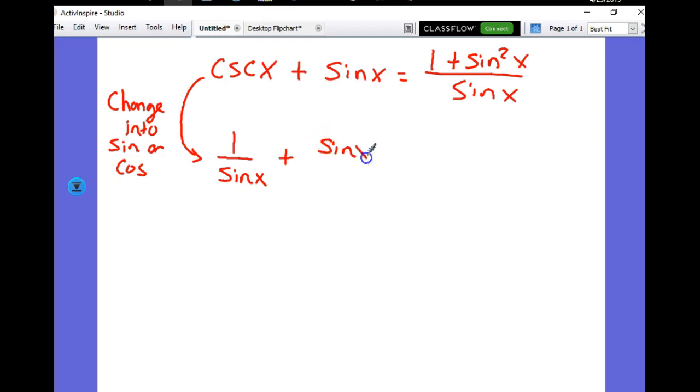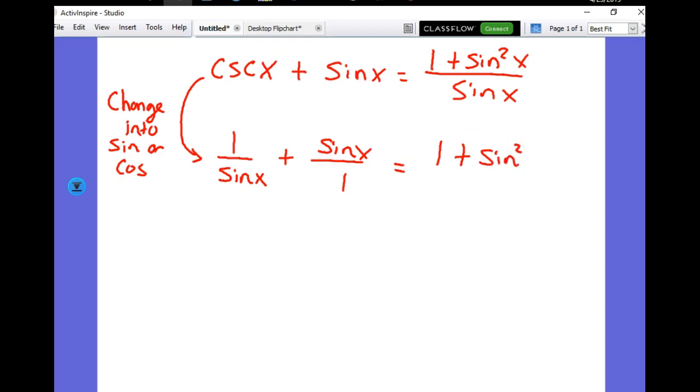Why is this a good first step to have? Well, remember, our goal is to try to get the two sides to be the same, right? So if I have both sides having the same kind of trig ratio, then that's a good step in the right direction, right? So now I've got the left side has been transformed. Over here I've got sine already, so nothing needs to change over here.